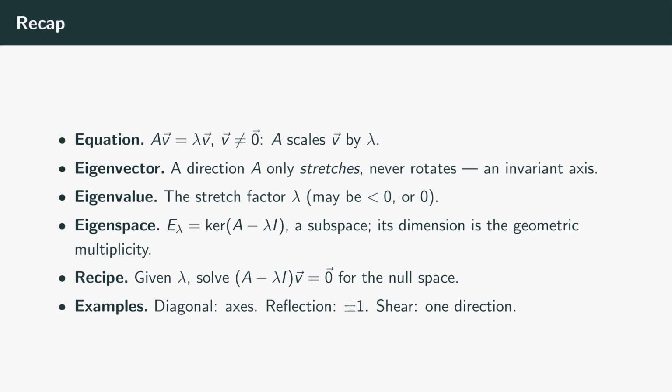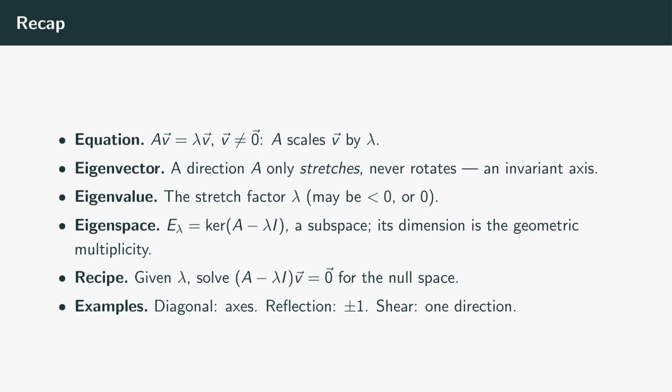Let's recap. The defining equation is A times V equals lambda times V, with V a non-zero vector. The matrix A acts on the eigenvector V by simply scaling it by the eigenvalue lambda. Geometrically, an eigenvector marks an invariant axis, a direction the matrix only stretches and never rotates, while almost every other vector gets swung to a new heading. The eigenvalue lambda is the stretch factor, and it is free to be negative, which flips the direction, or even 0, which collapses it. For each eigenvalue, the eigenvectors fill out a subspace called the eigenspace, which is exactly the null space of A minus lambda times the identity, and its dimension is the geometric multiplicity.